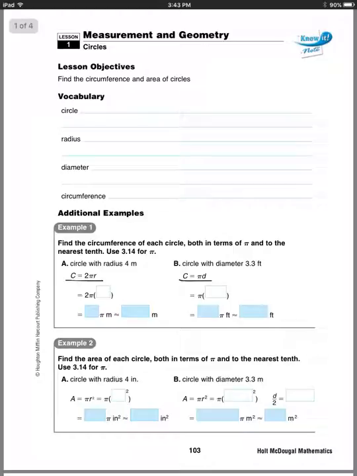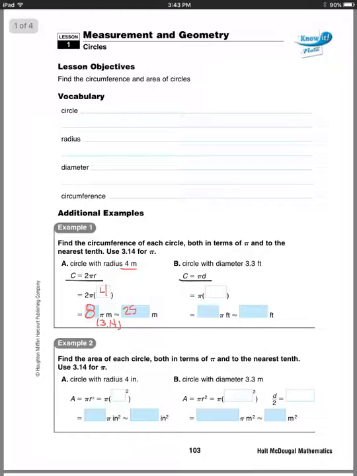So, we have a circle with a radius of 4 meters. Because we have a radius of 4 meters, we want to use C equals 2 pi r. 2 times pi times radius, which was 4. 2 times 4 is 8. And then we can have 8 times pi, which remember is 3.14. And 8 times 3.14 is 25.1.